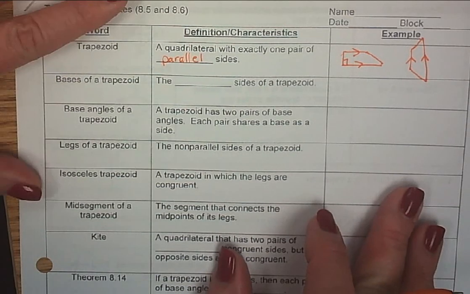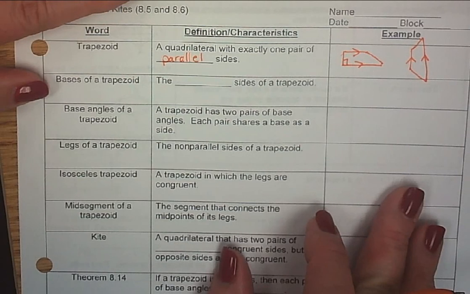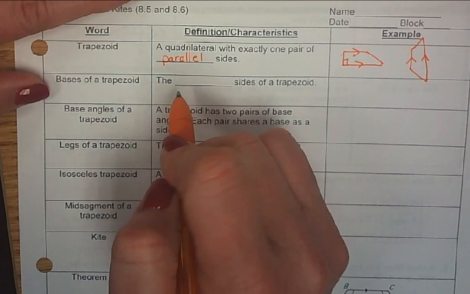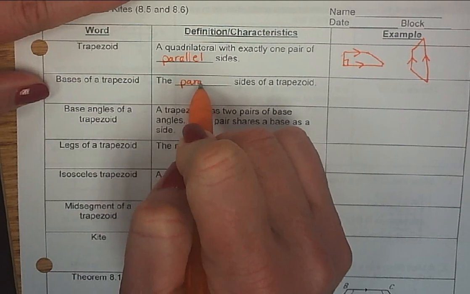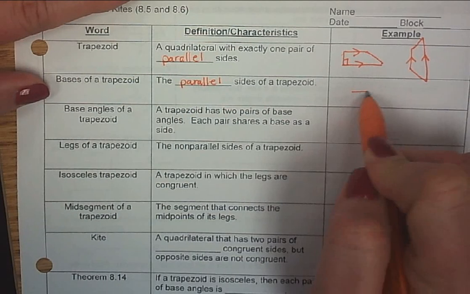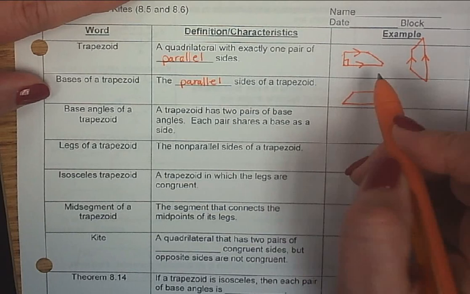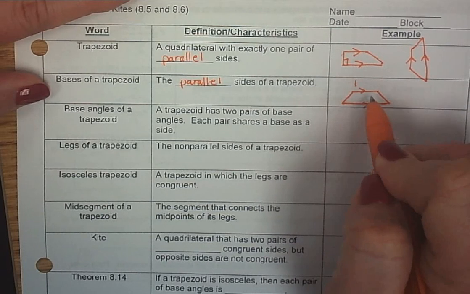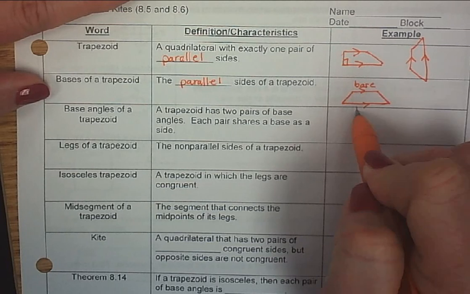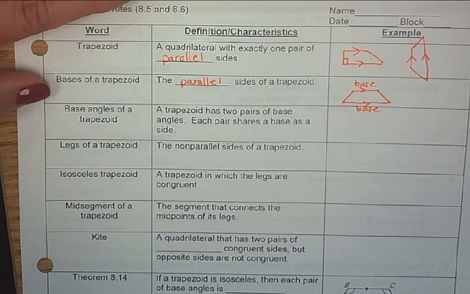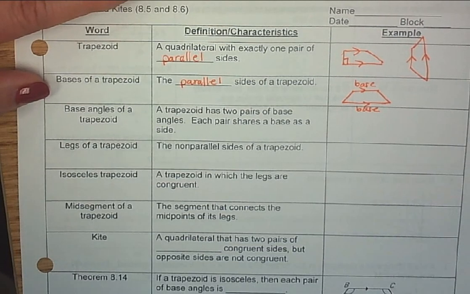First of all, we have the base of our trapezoid. The base of the trapezoid is the parallel sides of the trapezoid. So I'm just going to draw a trapezoid right here. If these are my parallel sides, this is my base and this is my base. It has two bases. If you recall from the formula for area of it back in elementary and early middle school, the formula said area equals 1/2 height times base 1 plus base 2. That's because it has two bases and they are the parallel sides.